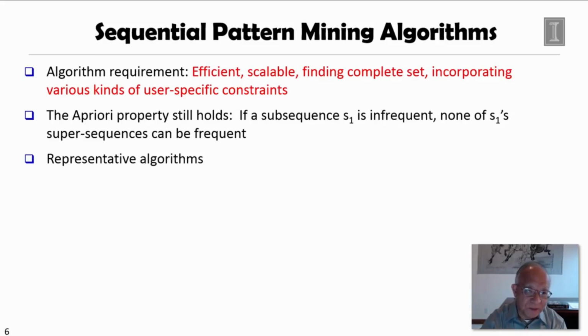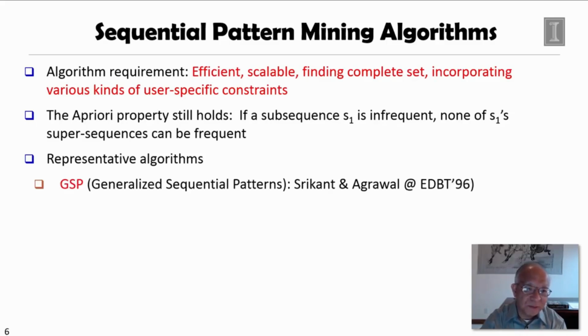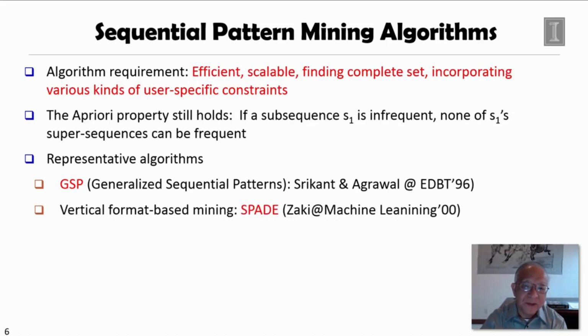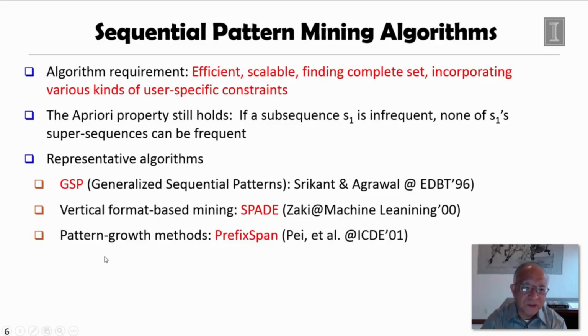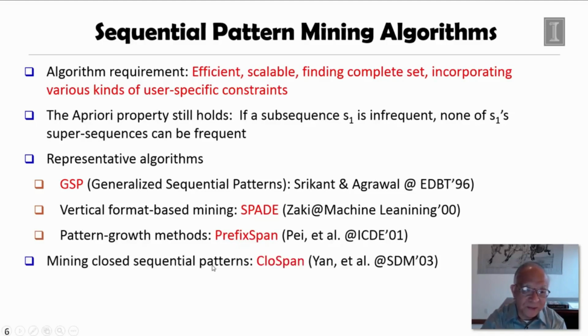So that's almost the same idea as Apriori. So based on this idea, we actually can develop lots of algorithms. One representative algorithm called GSP, Generalized Sequential Pattern Mining, developed in 1996. Another one is a vertical format-based mining called SPADE, developed in year 2000. The third one we're going to introduce is pattern growth methods called PrefixSpan, developed in year 2001. And then we are going to study mining closed sequential patterns called CloSpan. Finally, we are going to discuss constraint-based sequential pattern mining.